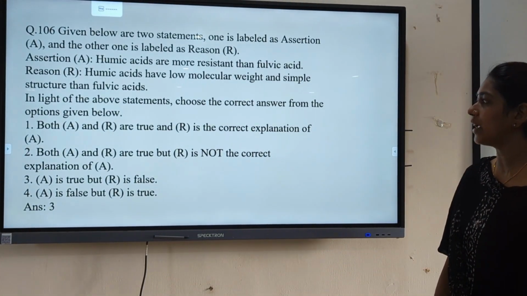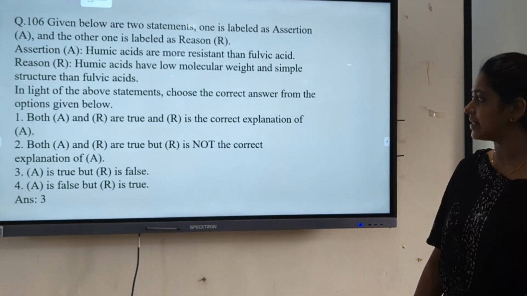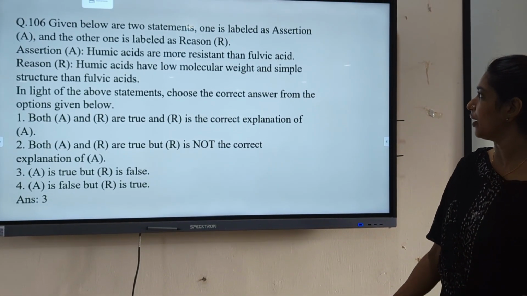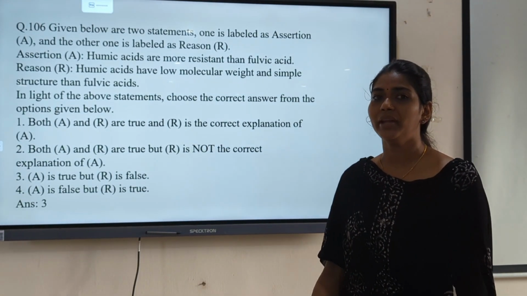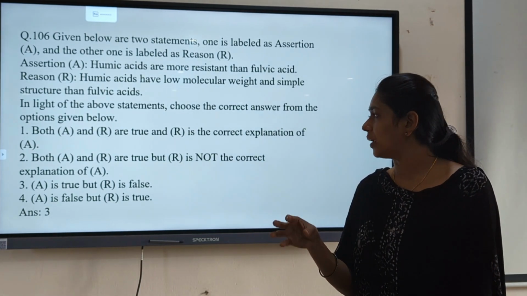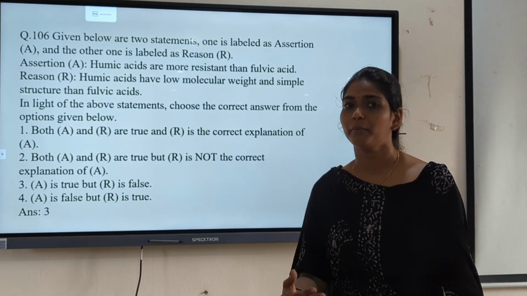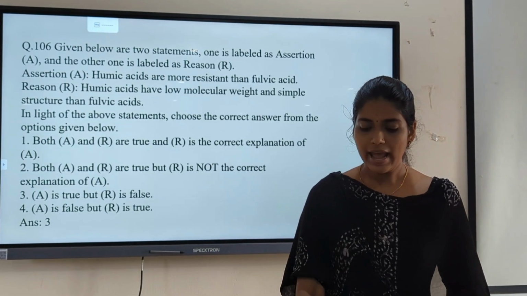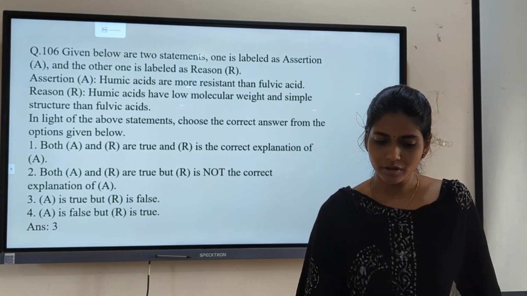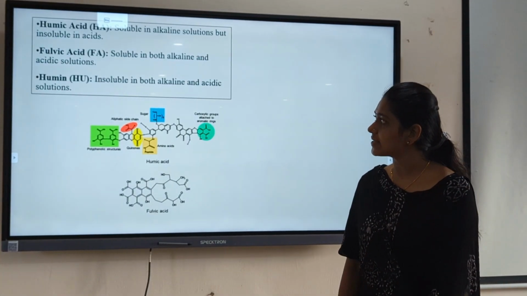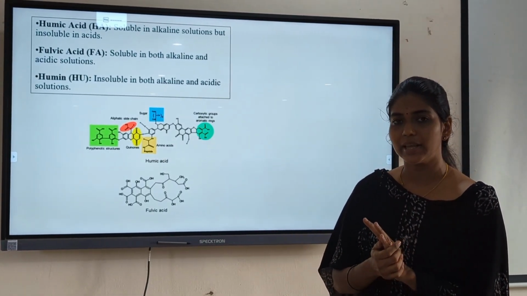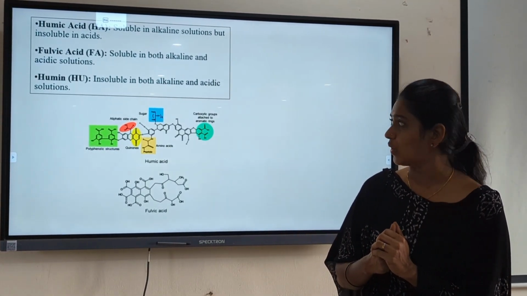Here we know that humic acids are more resistant compared to fulvic acids, but the reason they have mentioned is wrong, because humic acids have higher molecular weight and a more complicated structure than fulvic acids. We should know that the different parts of humus, that is humic acid, fulvic acid and humin, are the important byproducts, or the final products, of organic matter, and based on solubility they also differ, so we should refer to that. In previous examinations, solubility-related questions were also asked.